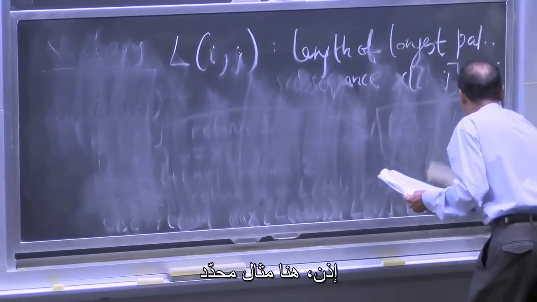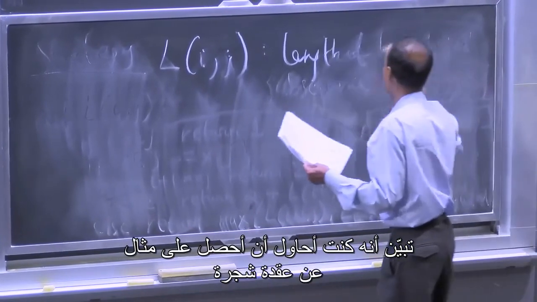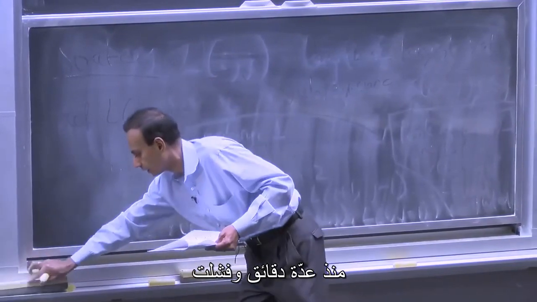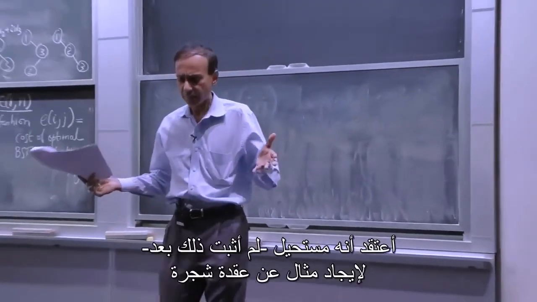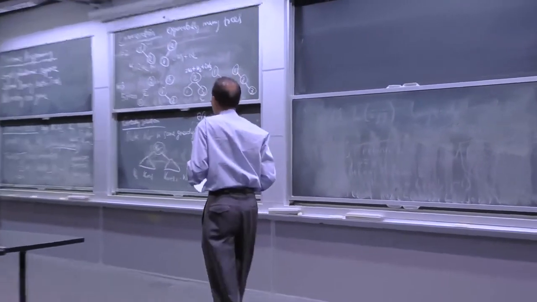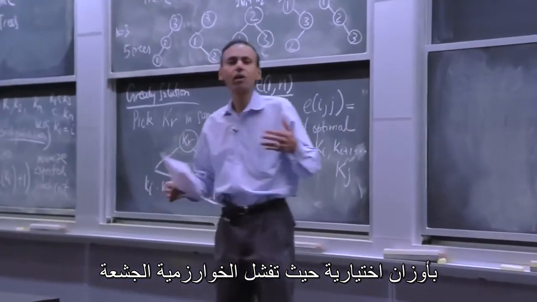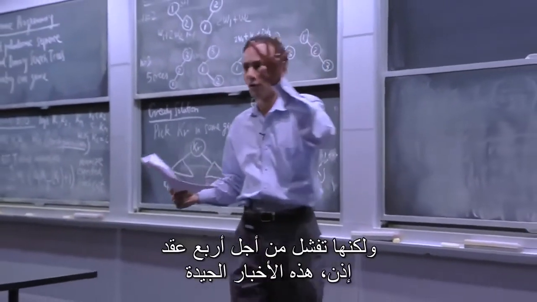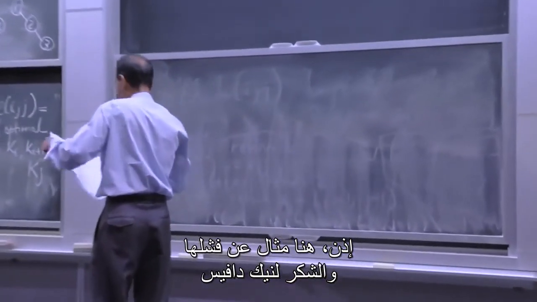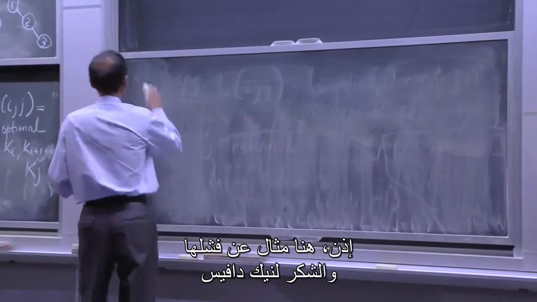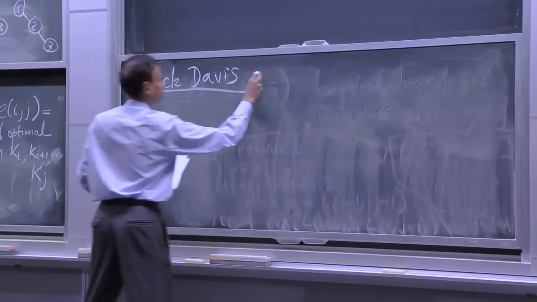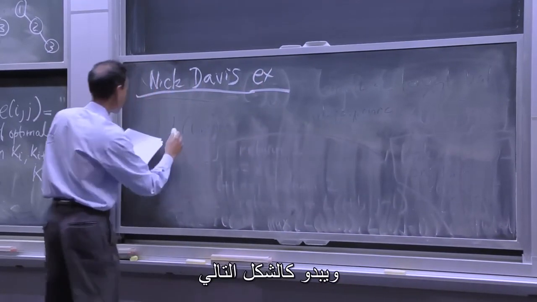And so here's a concrete example. I was trying to get a 3-node example for a few minutes and failed. I think it's impossible, though I haven't proved this, to find a 3-node example with arbitrary weights for which the greedy algorithm fails. But with 4 nodes, it fails. Okay, so that's the good news. So here's the example, thanks to Mick Davis. And it looks like this.